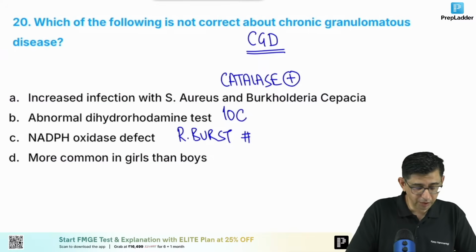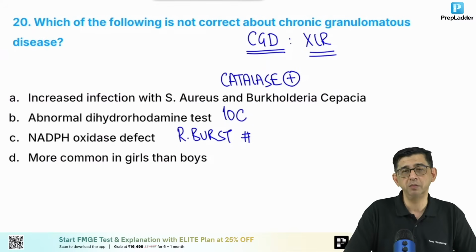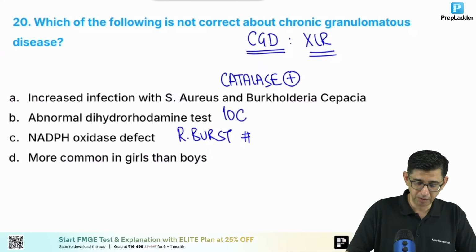But this disorder is X-linked recessive. And if it is an X-linked recessive disorder, it will be more common in boys as compared to girls. So the wrong statement in this condition is option D.